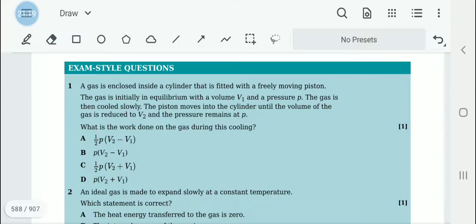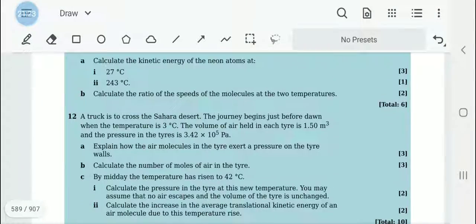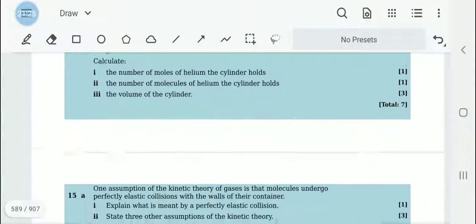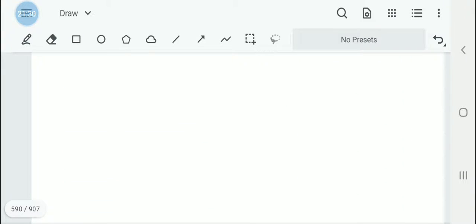So now you will have to do these exam style questions. Whatever you find difficult, please ask me, and then I will discuss that in detail. Go through the book and the videos if you don't understand, and if you have questions, please ask them.